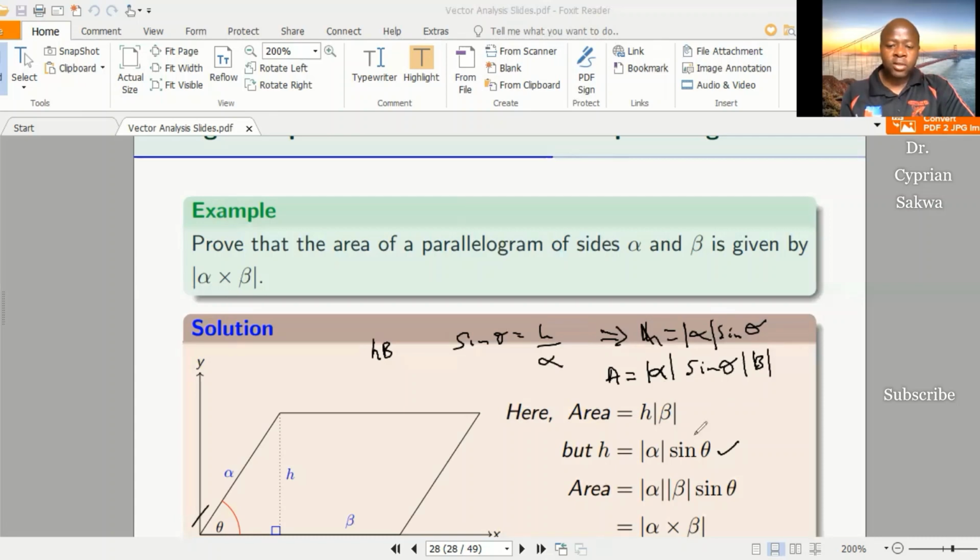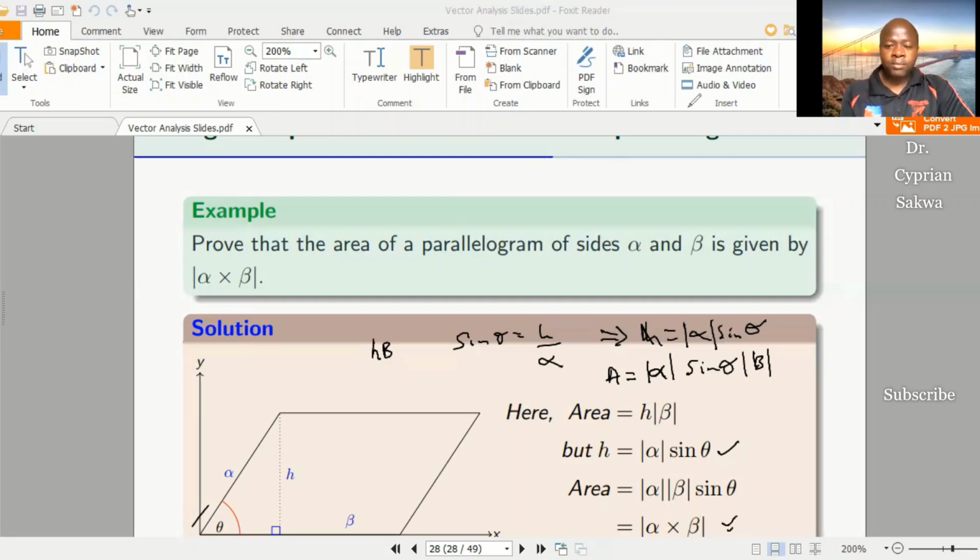So when I rearrange this, what I get is the magnitude of alpha times the magnitude of beta times sine theta. And this is what we said is the definition of the magnitude of alpha cross beta. And so this is what is required. So we have shown that the area is given by the magnitude of alpha cross beta.